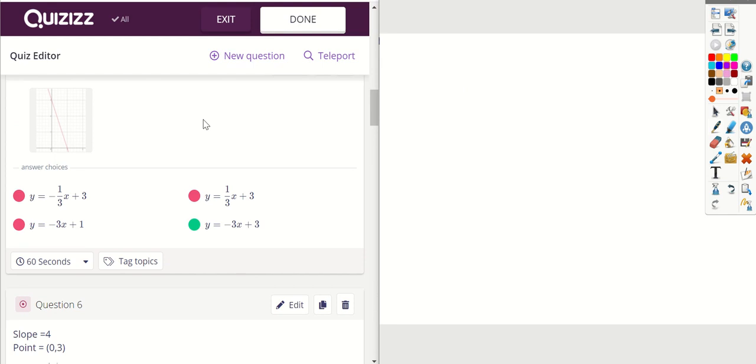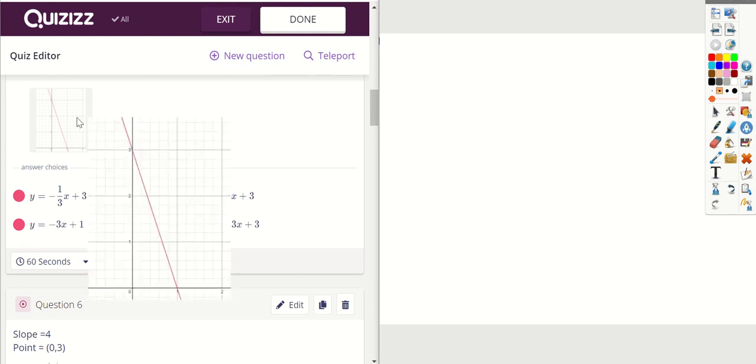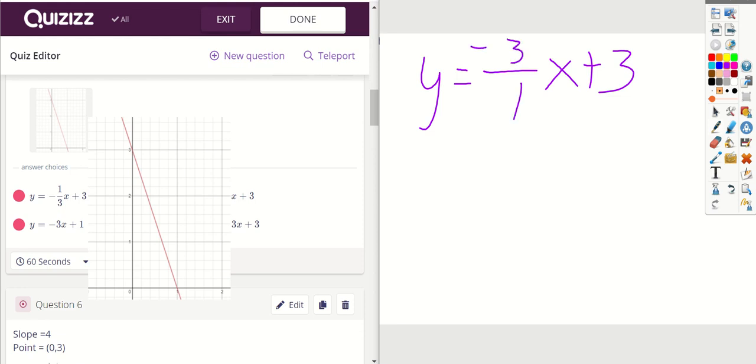All right, what's the slope of this line? I have that y is equal to slope x plus the y-intercept. My y-intercept is 3. Going from there, I go down 3, to the right 1, and that turns into -3x plus 3.